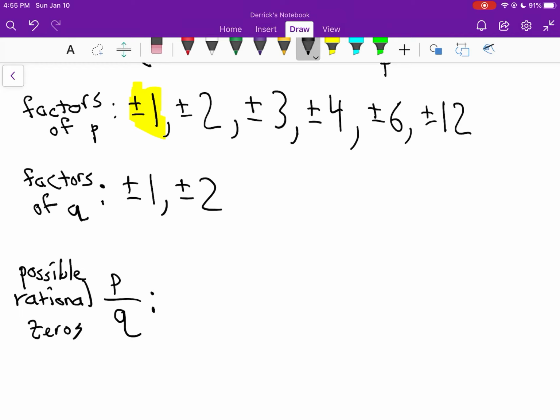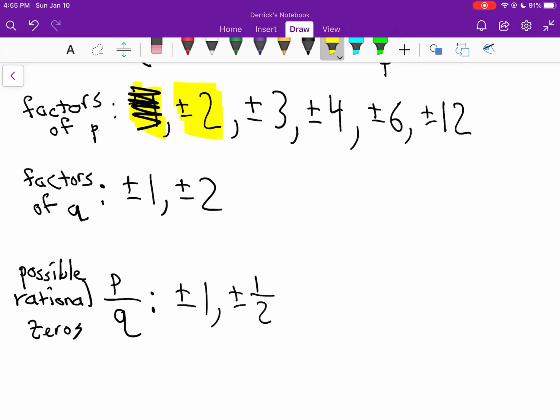Meaning we'll start with 1. If I take 1 divided by my first factor of q, that would be 1 divided by 1. Well, that's just 1. Then I can take my first factor of p, 1, and divide it by my second factor of q, which would be 2. 1 divided by 2 is 1/2. I am now done with that factor of p. I've taken care of it. So now I move on to the next one.